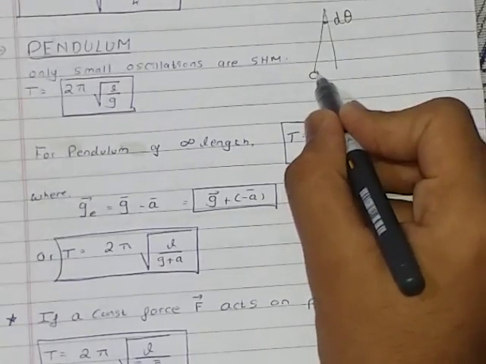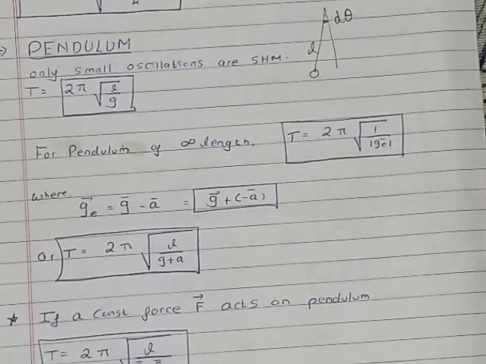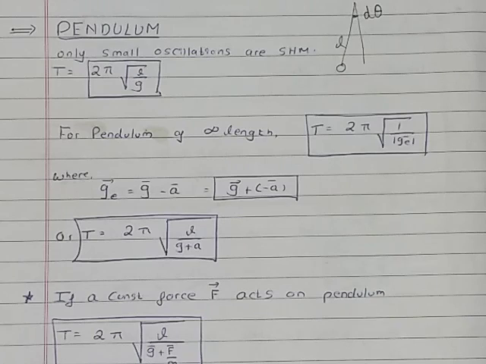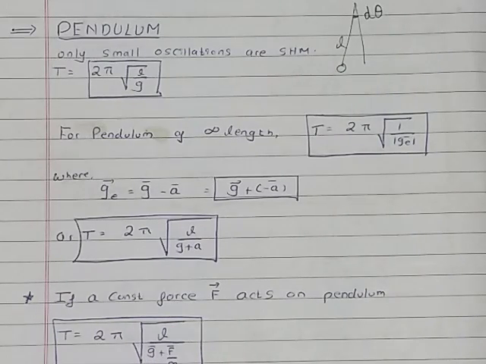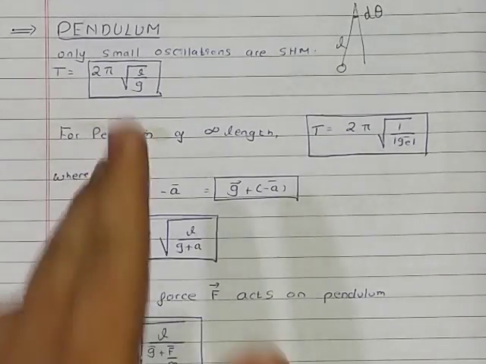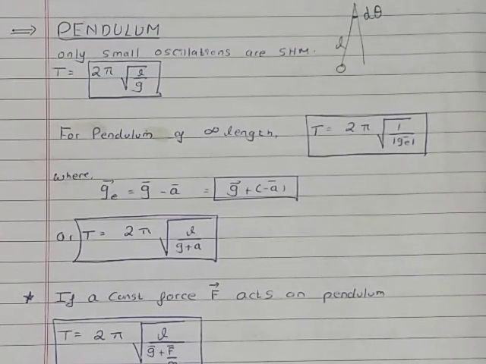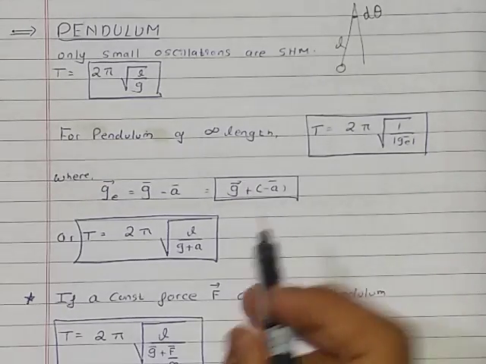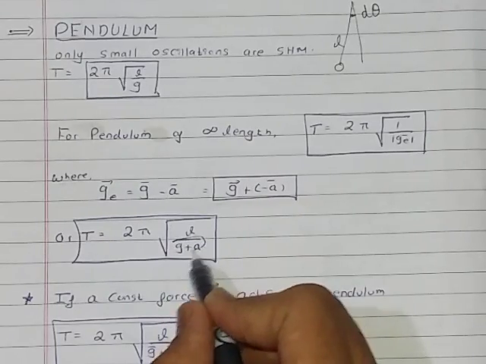That means if here is a ball, then this is the length. Time equals 2 pi root of L by g, but for a pendulum of infinite length, that means if we have been given a pendulum whose length is absolutely infinite, we can't measure its length, then simply T equals 2 pi root of L upon g effective, where g effective equals g vector minus a vector, or g vector plus or minus a vector, that is the acceleration of the pendulum. Yes, the acceleration vector which is given. And time equals 2 pi root of L upon (g plus a), because the total acceleration is this thing.